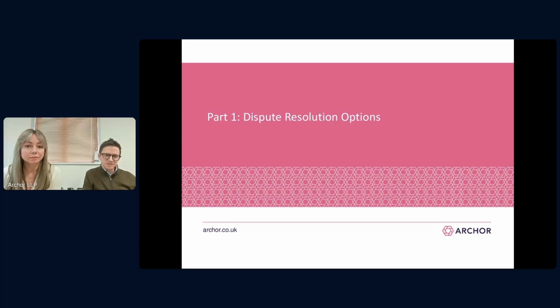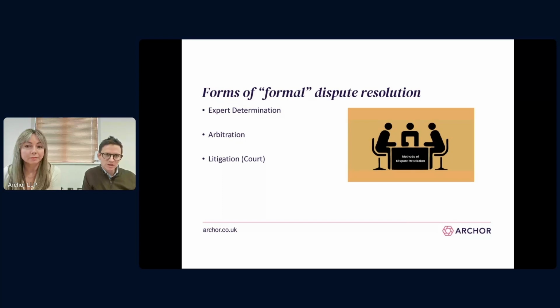Okay, so we're going to start by looking at different dispute resolution options. There are 3 forms of what we call formal dispute resolution, and that's putting adjudication to one side. All of these have different sort of timescales and processes. Some are public, for example, court proceedings, and some are not, i.e. arbitration.